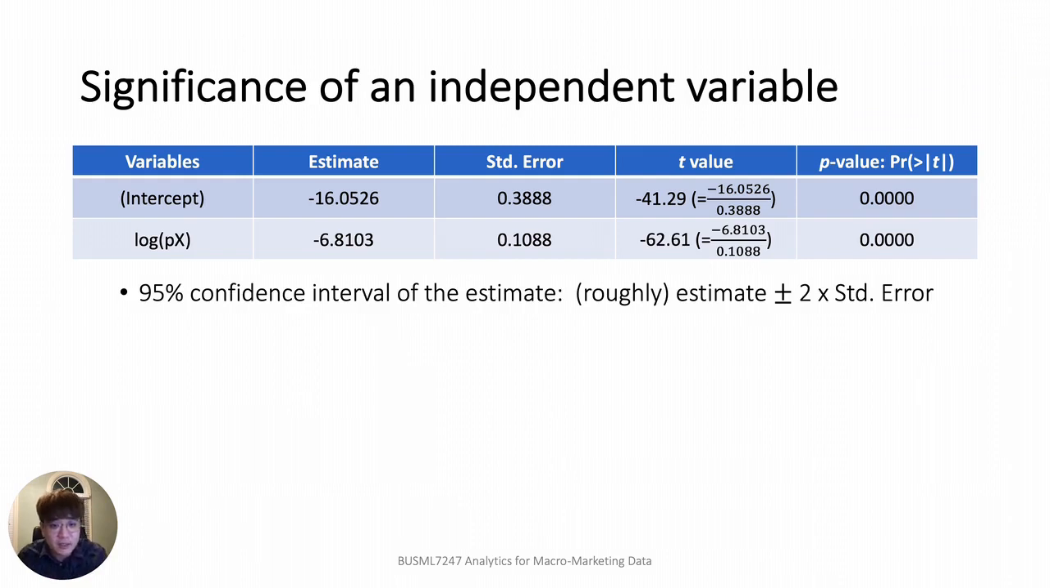This provides information on the confidence interval. Roughly, estimate plus minus 2 times standard error gives the 95% confidence interval of the estimate. For example, minus 16.0526 plus minus 2 times 0.3888 is the 95% confidence interval of the intercept estimate.